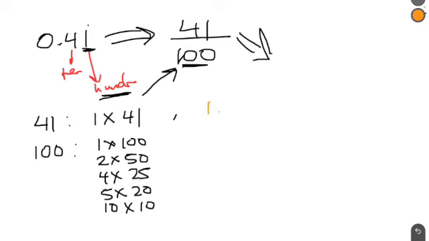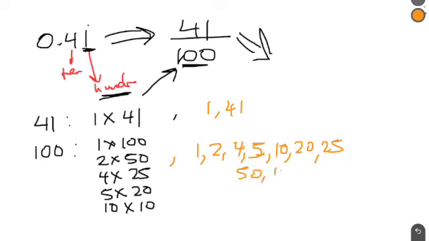So all the factors we're going to list out again. For 41, it's 1 and 41. For 100, it's 1, 2, 4, 5, 10, 20, 25, 50, 100. And you'll see that, with the exception of 1, there's no other common factor between 41 and 100. So what does that mean? It means that 41 over 100 is in fact in its simplest terms. So no need to simplify any more.